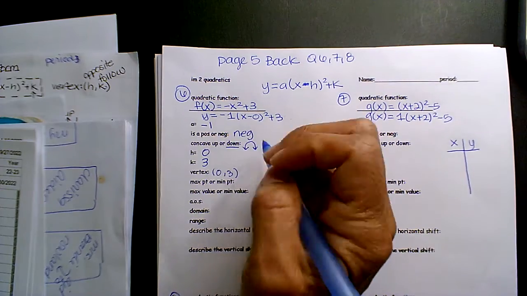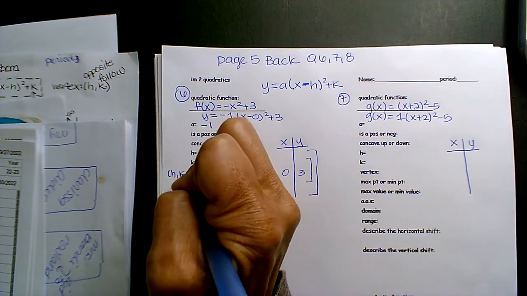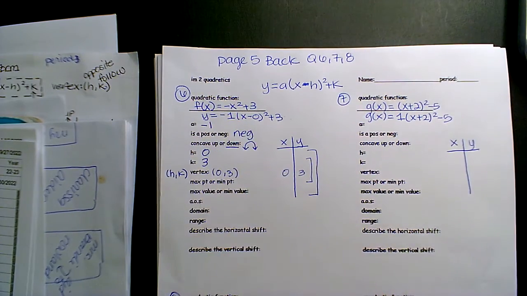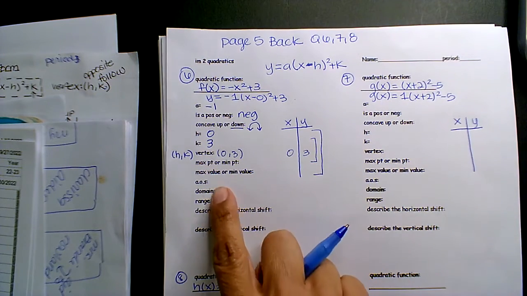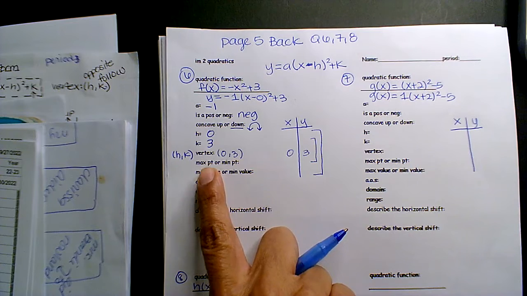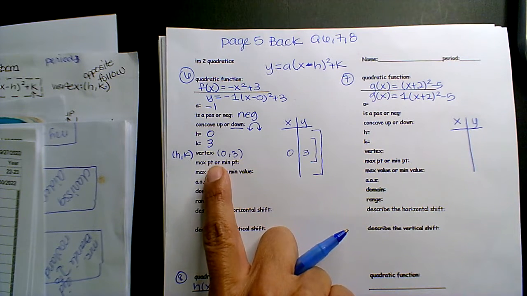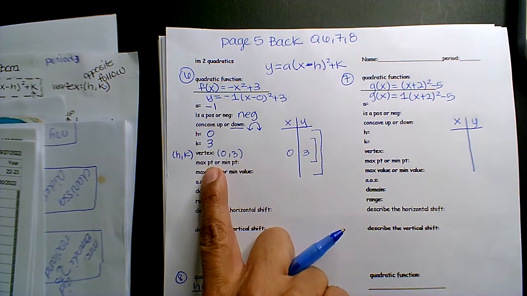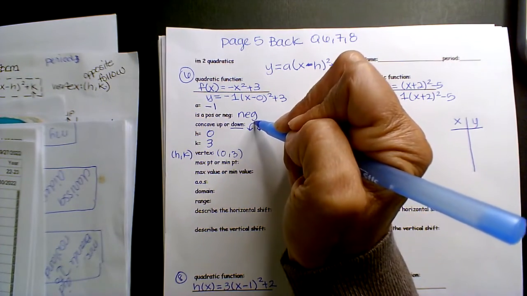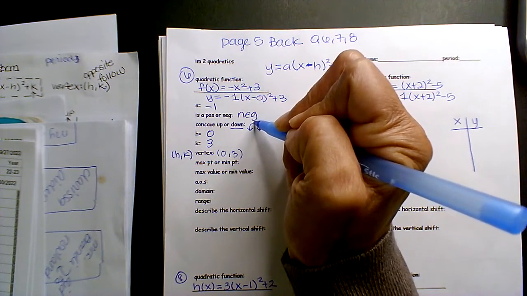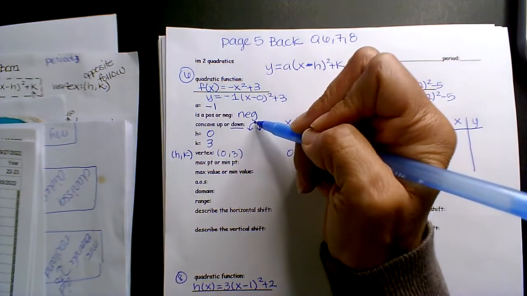Okay, and so what's your vertex? It's the point HK, right? So 0, 3. Right? You're fine. Okay, now, when we graph this, we'll for sure come back to it, but because it's concave down, your vertex is at the very tippy top, right? That's going to be your vertex.